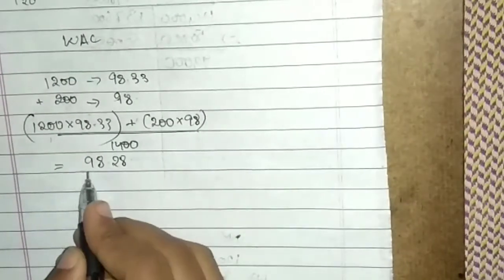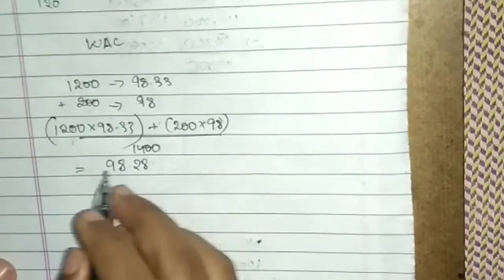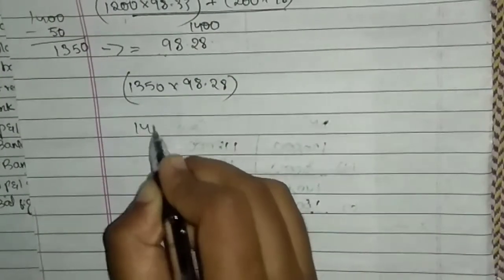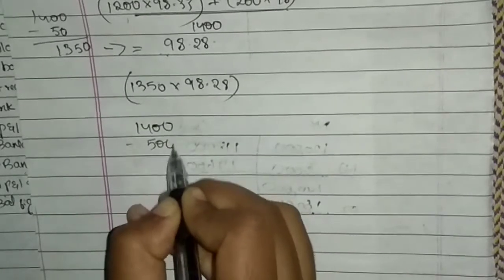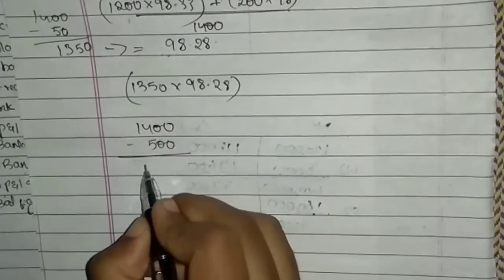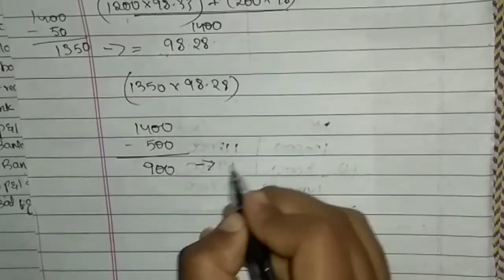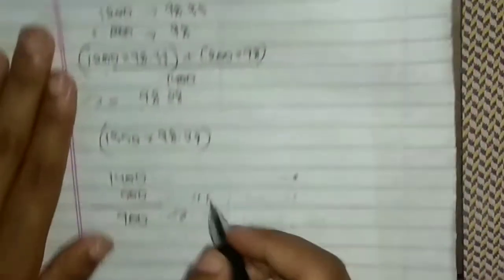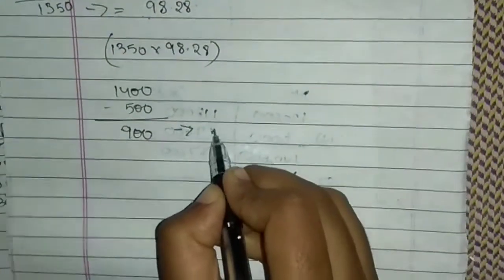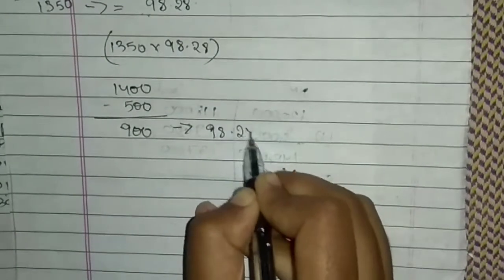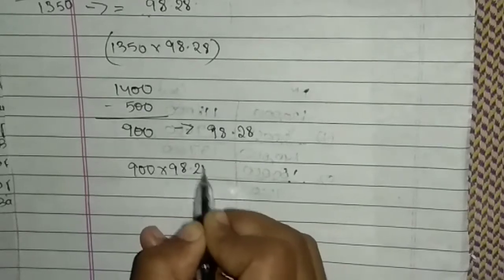Now this is the balance. For the balance we need to measure with this value. In the first we had 1400 units. In that 500 units are being sold. Now we are having only 900 units. So 900 units is having the value of this 98.28. Take this now, 900 into 98.28.